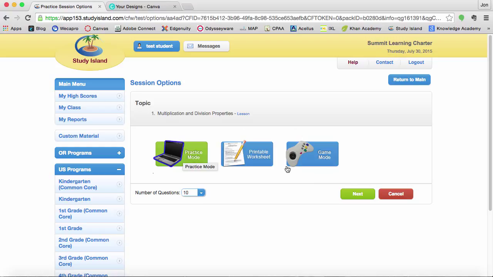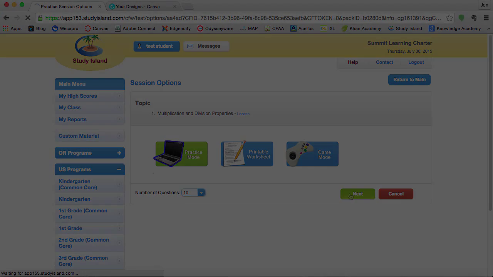It depends on just how you want to use it. Game mode might be a kind of fun way if you want to end the day with them just practicing questions, but making it more fun. Practice mode might be a good way if you just want them to quickly come in and do some quick practice questions and then move on to some other stuff. Printing out would be good if you want to print them out and actually spend the time working out math problems by hand. And then you can adjust how many questions you want them to look at. And we're ready to begin.